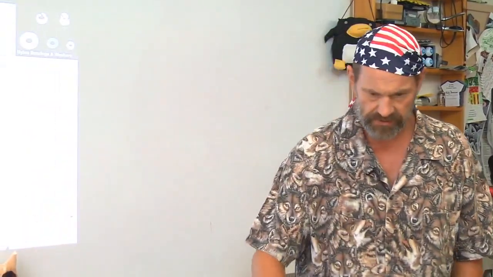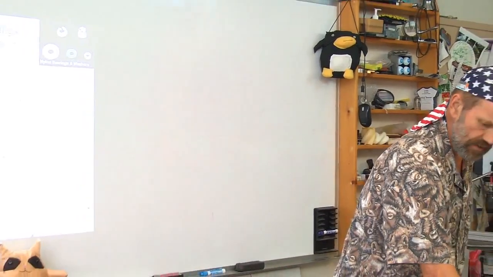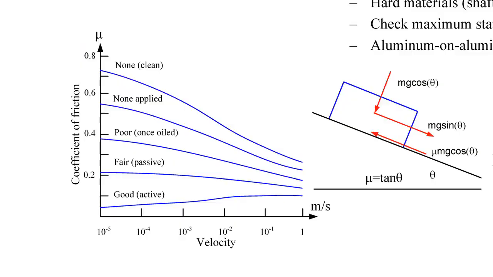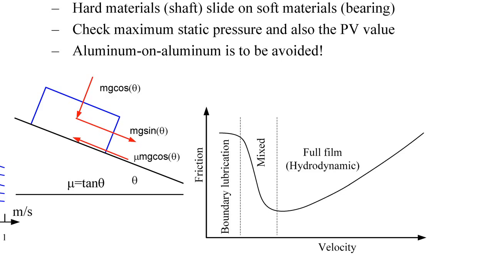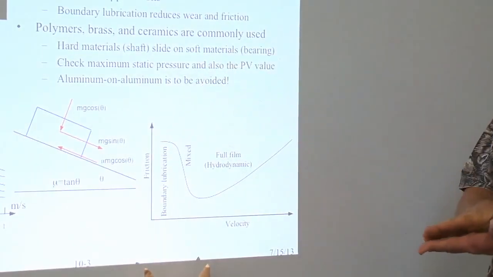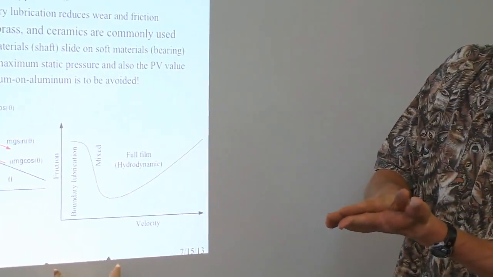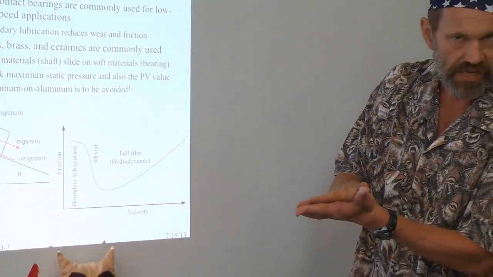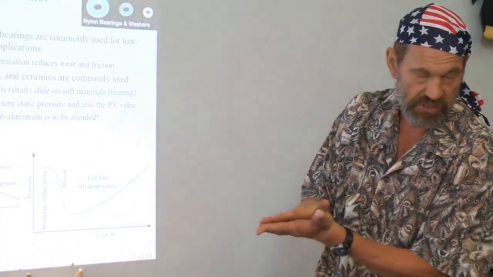The key thing about sliding contact bearings is the coefficient of friction as a function of the velocity varies. There's something called the Stribeck curve, which gives us an indication of how the friction varies as a function of velocity. At lower velocities, the friction is much higher, and you have what's called boundary lubrication because you're actually getting mechanical contact between the bearing and the surface on which it rubs.